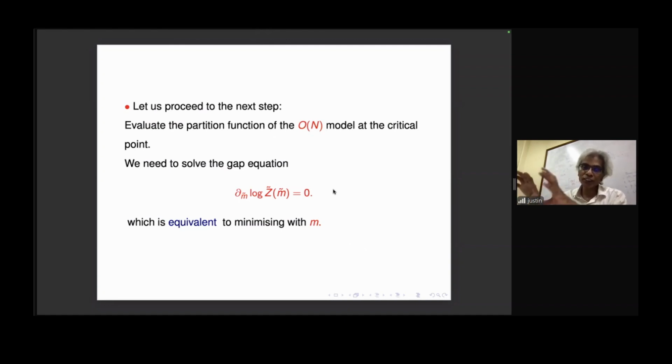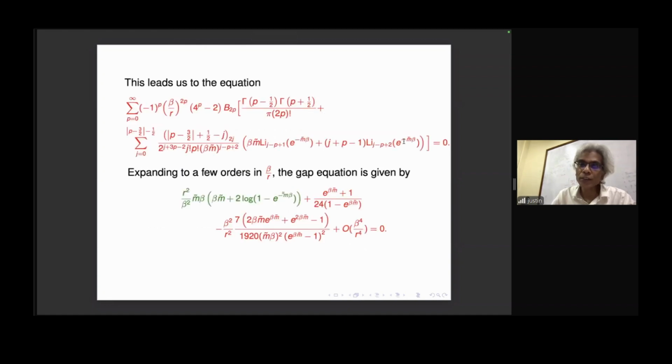So we have the partition function of the massive scalar in terms of the polylogs, and the next step is basically to minimize that with respect to the mass. That leads us to some equation, the gap equation, which of course, once you minimize, you can use certain differential relations that the polylogs satisfy. You can recast it in some way like this. But what happens, if you just want to get a feel about it, if you expand it in terms of 1 by r, there is the leading term, and then there are these suppressed terms.